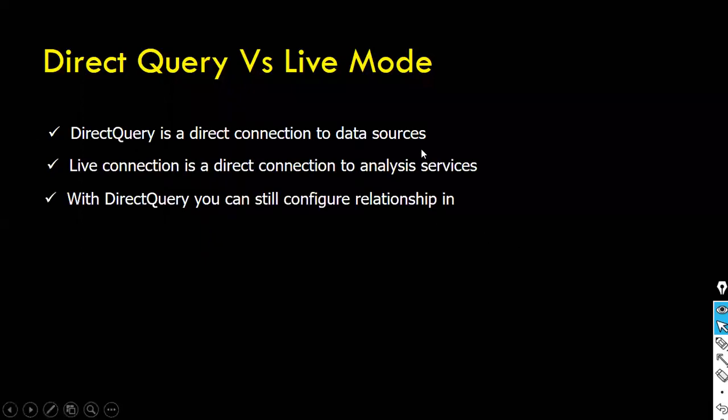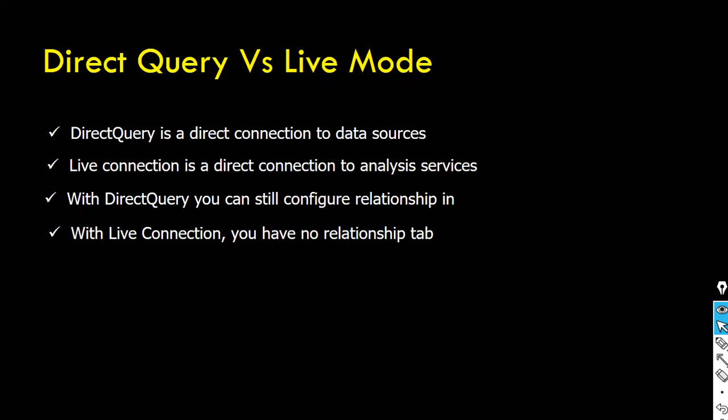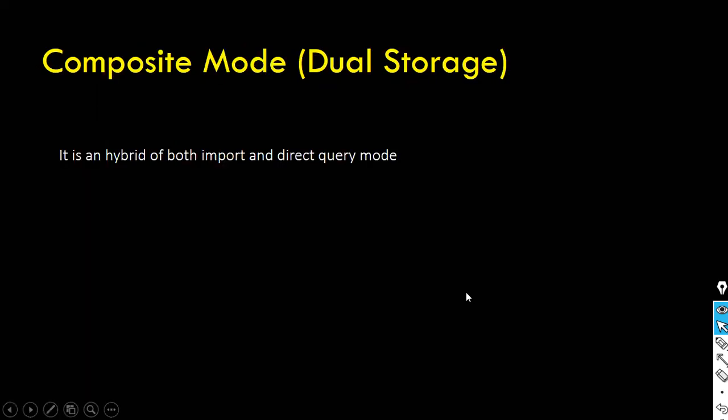Direct query is a direct connection to data sources. Live connection is a direct connection to analytic services. With direct query, you can still configure relationships. In the case of direct query, you can modify the relationship in the model view. But in the live connection, you cannot make any changes to the data model. You cannot delete the link between the tables, the relationship. These are the differences. Definitely, they'll ask you this, and you need to explain everything like this. Next one is the composite mode.